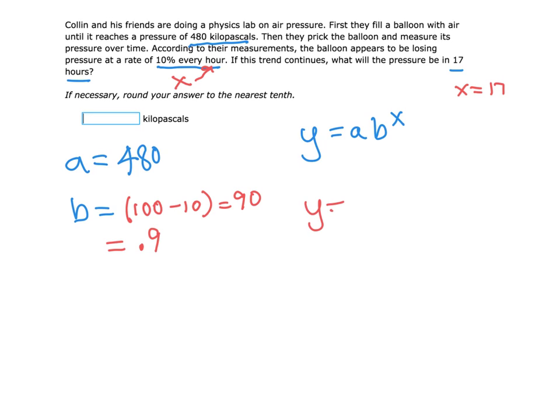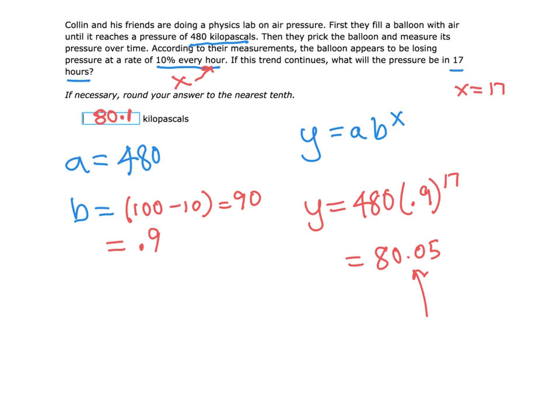So we'll just plug numbers in here and say we've got 480 times 0.9 to the 17th power. That means that 17 hours later, the pressure has gone down significantly. And to the nearest tenth, I get on my calculator 80.05.